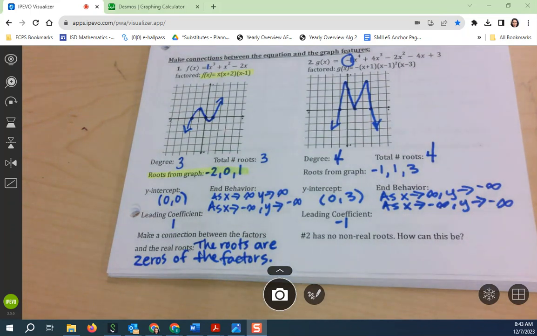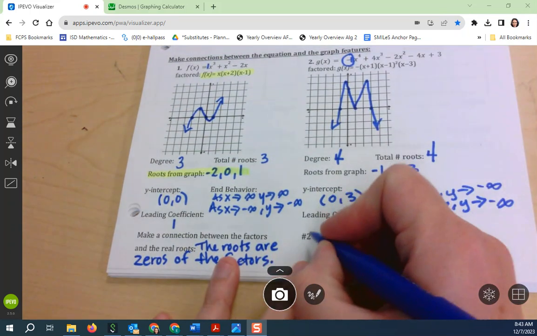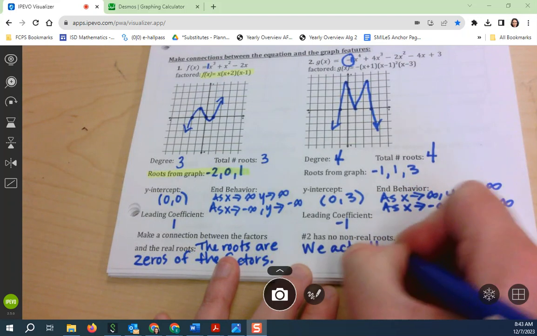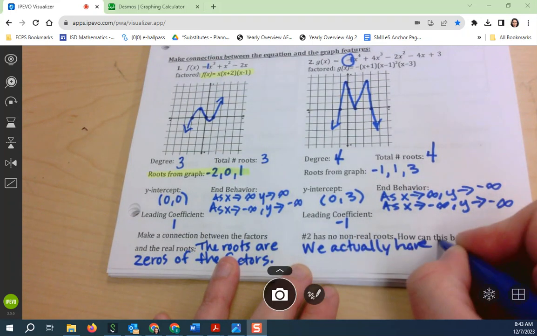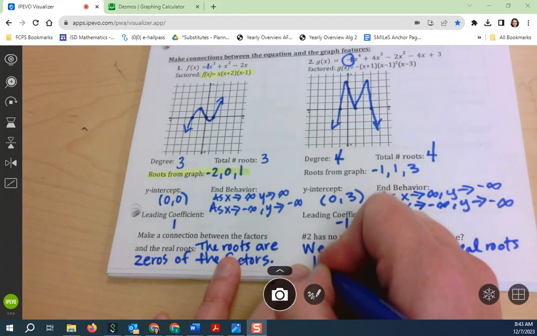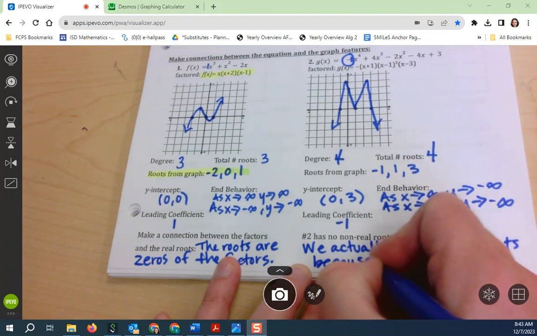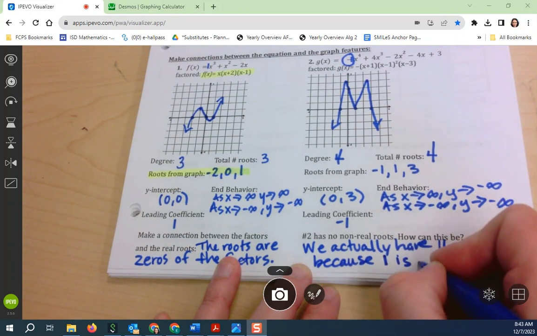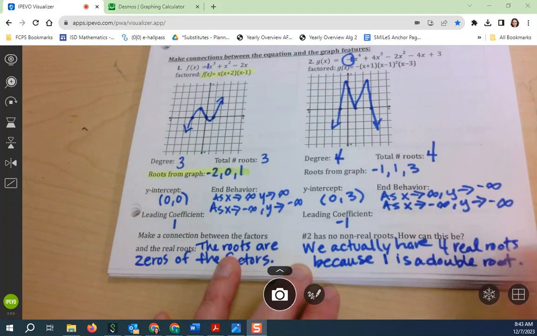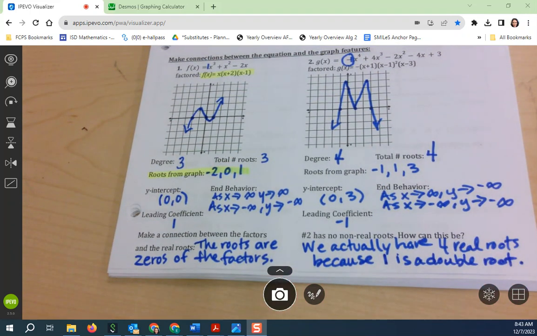All right, so we actually have 4 real roots because 1 is a double root. We're going to talk more about double roots on the other side. So once you finish writing that, we're going to go to the other side.